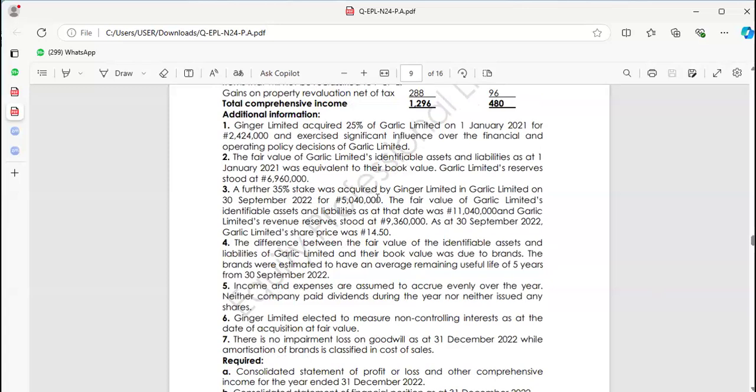A further 35% share was acquired by Ginger in Garlic on 30,000 as consideration transferred to have control. The fair value of Garlic Limited and its identifiable net asset on that day is what I will use. That is the date of acquisition. That is what the second one is saying.